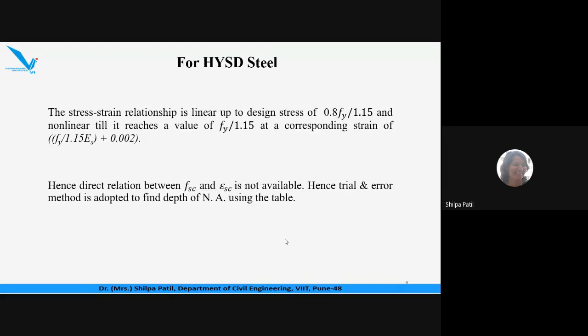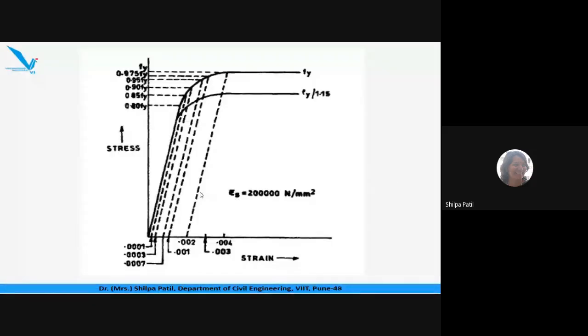The same case is not applicable for HYSD steel, because we already know that for HYSD steel, the stress strain relation is not completely linear. That is, up to certain point, it is linear, and beyond that, the curve turns out to be non-linear. Okay, so we have already discussed the stress strain relationship for HYSD bar in the very first week of SG1 lectures. So from that, if you are able to recall this stress strain curve, the same curve is also available in IS 456 page number 70.